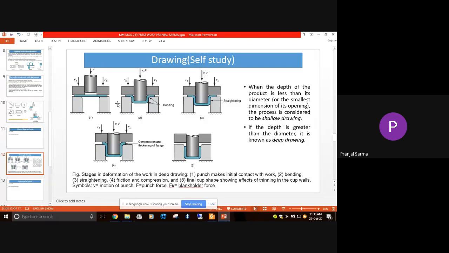Here in this figure, you can see three different stages of deformation of the work in the deep drawing process. When the depth of the product is less than the diameter, or the smallest dimension of its opening, then we consider it shallow drawing, which is somewhat easy to perform. Whenever the depth becomes greater than the diameter, where with depth we are talking about this particular length, then it becomes a deep drawing operation.